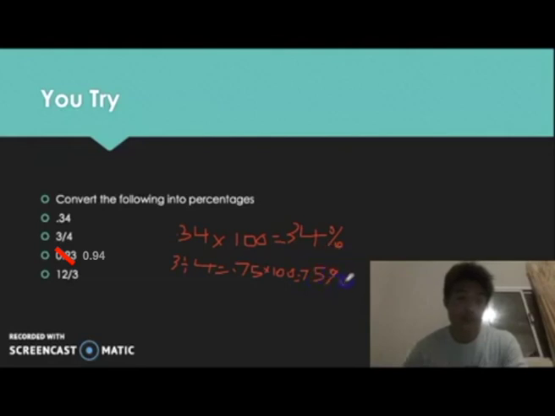Okay, for our third problem, it's very simple. It's the same as the first problem, where all we have to do is multiply by 100. So we have 0.94 times 100 equals 94%.